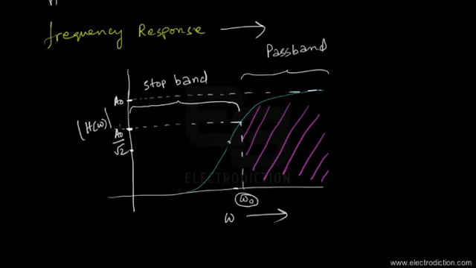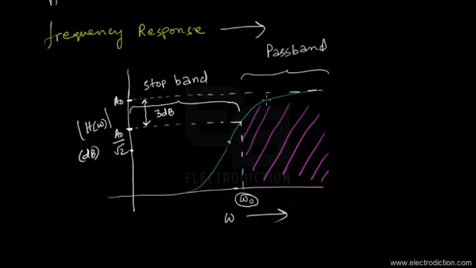So this particular point over here is known as omega 0, which is basically known as the 3 decibel point. Because if you plot this gain in the decibel scale, you'll find that the difference between the maximum gain and the gain at the cutoff frequency is about 3 decibels, right? So that's why this point is referred to as the 3 decibel point.